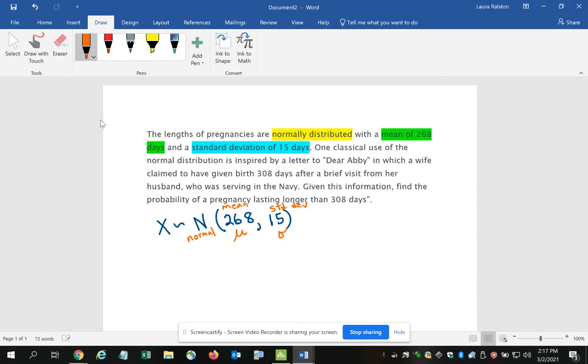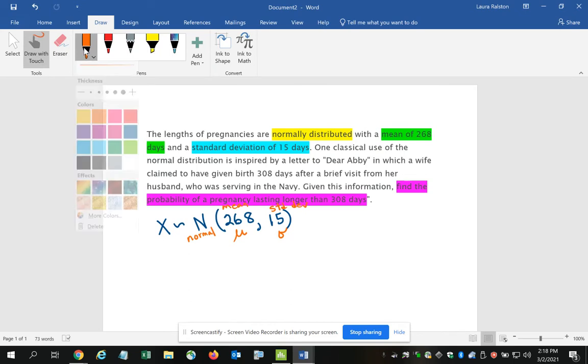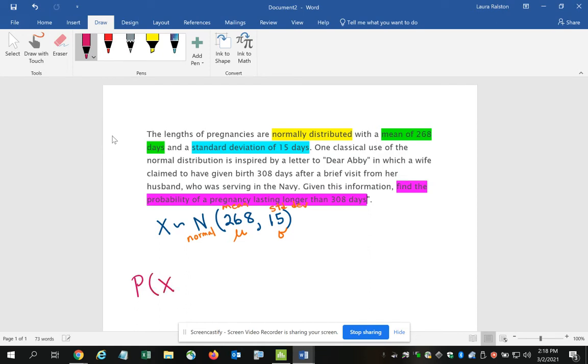And again, you have to be told somewhere in the scenario those three things. You have to be told it's a normal distribution, you have to be told the mean, and you have to be told the standard deviation. And then as we continue to read, you get to the question that you need to answer. In this one, it's at the end, and it says, find the probability of a pregnancy lasting longer than 308 days. Okay, so we're looking for, in symbols, the probability that X is greater than 308 days.